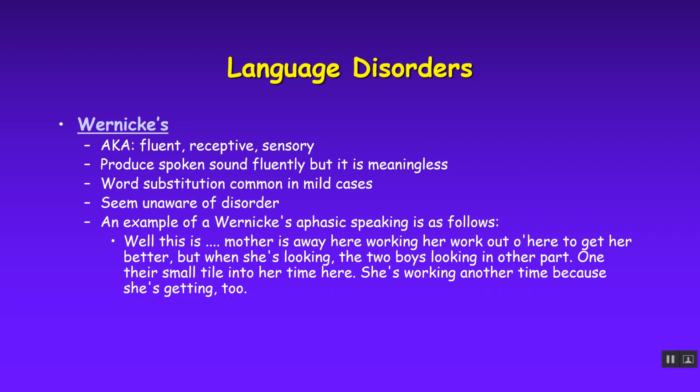The worst is called global aphasia. That's when you have both areas wiped out, where you have a big stroke that involves both Wernicke's and Broca's area, and that's really a bad, hard one and limits progress and makes it hard for your goals because the person can't speak very well and they can't understand anything. You get just some mild word substitution in mild cases. They seem unaware of their disorder.